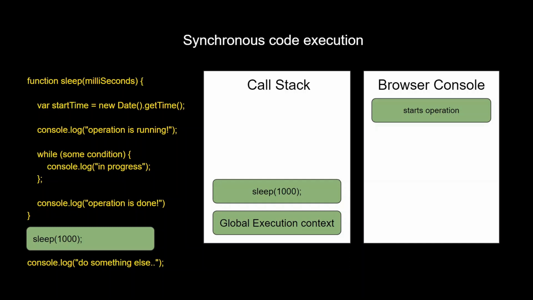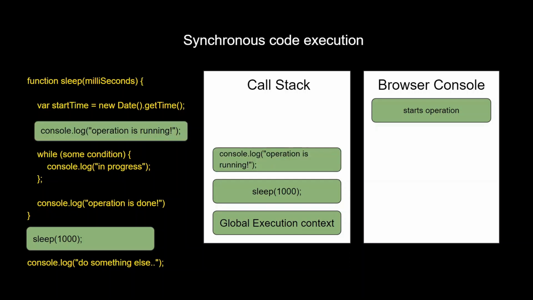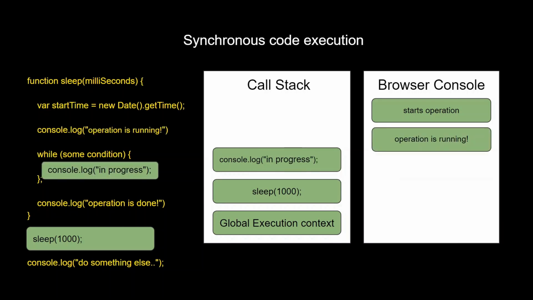Once it is done, the next step is the function call of the sleep method. When the sleep method comes into the call stack, it is going to call the function sleep. Inside the function sleep, we have a console log, which is the operation is running. So in the next step, what will happen? Another frame will be added on top of sleep, and that will be the console log operation is running. Once this console log is printed on the console, the next execution will happen for the while condition. The while condition is going to halt our execution until this condition is satisfied. That means the rest of the code execution will be blocked here.